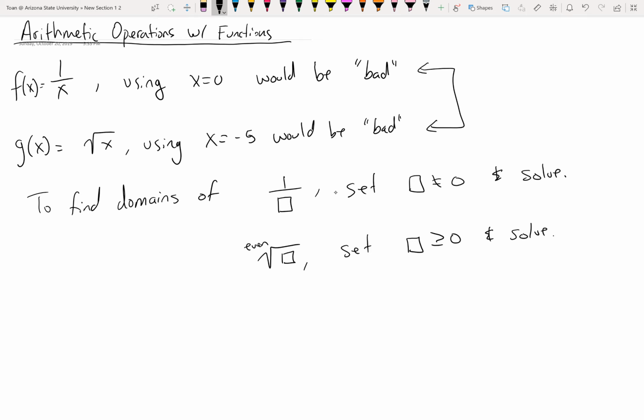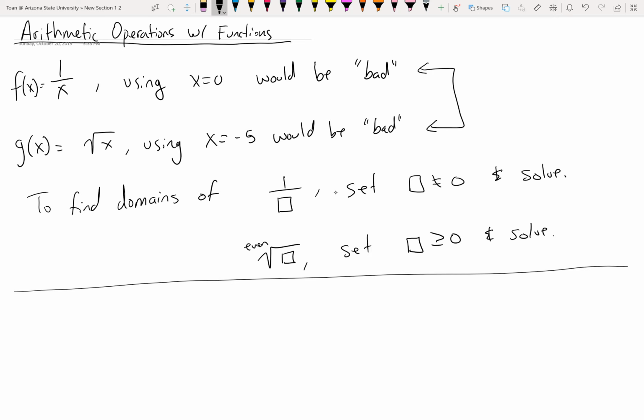That's just it, right? So it should be very easy. It's a matter of algebra to find domains of functions. If you have a fractional function, set the denominator not equal to 0 and then you solve. If you have an even root of something, set the radicand greater than or equal to 0 and solve.